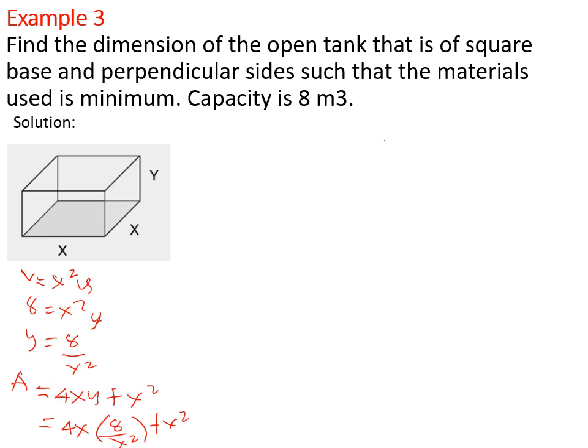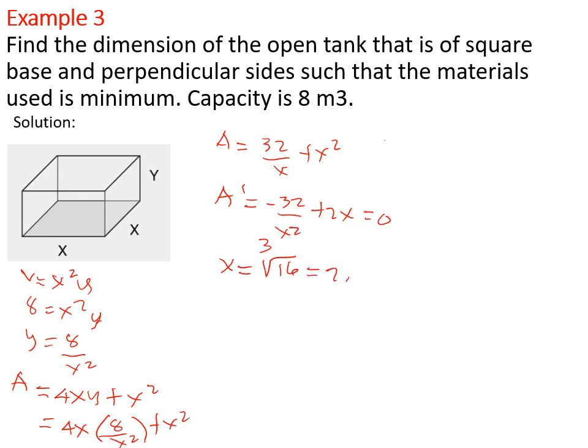Or area equals 32 all over x plus x squared. A prime equals minus 32 over x squared plus 2x. So set it to 0 and solve for x, so x equals the cube root of 16, or equals 2.519, for maximum and minimum.